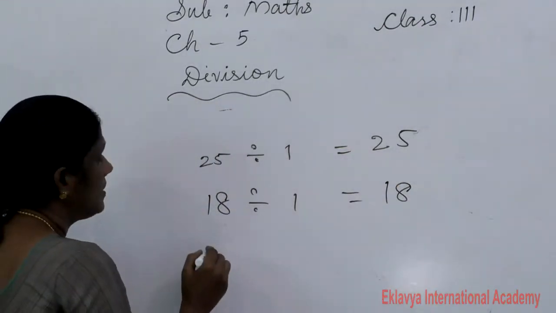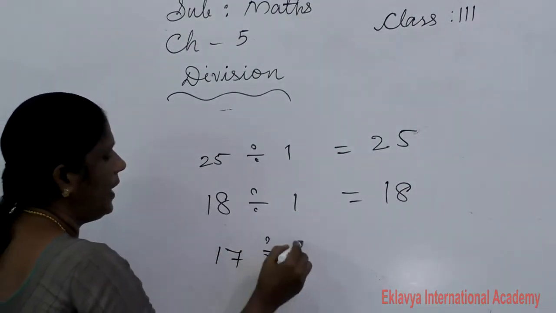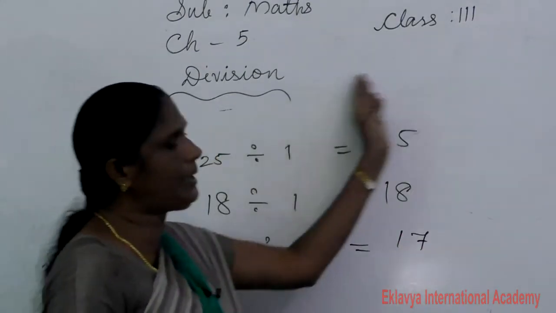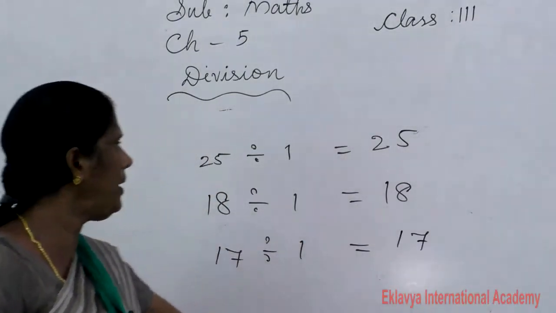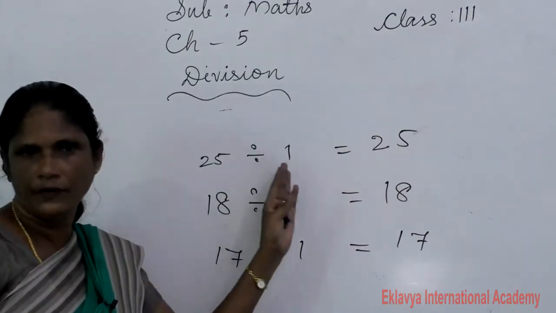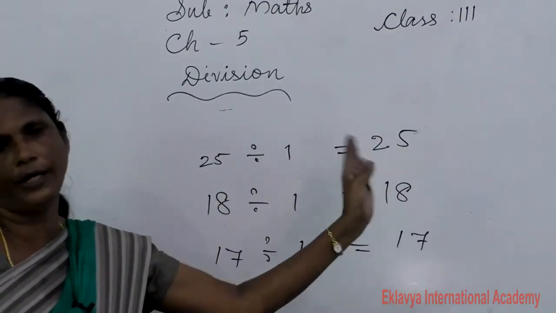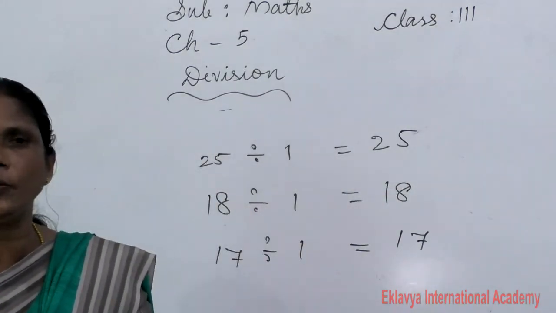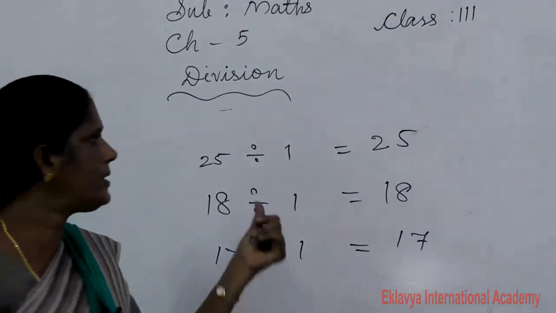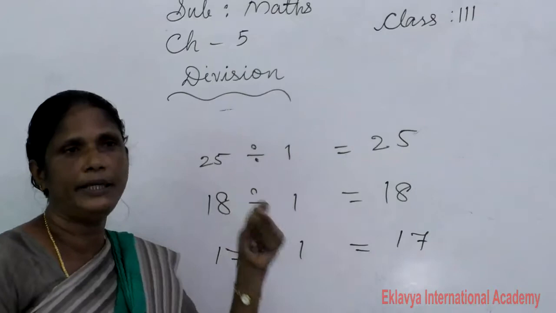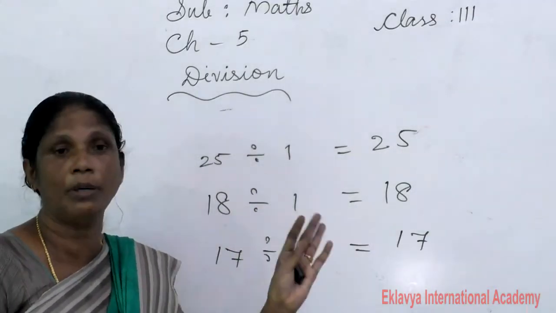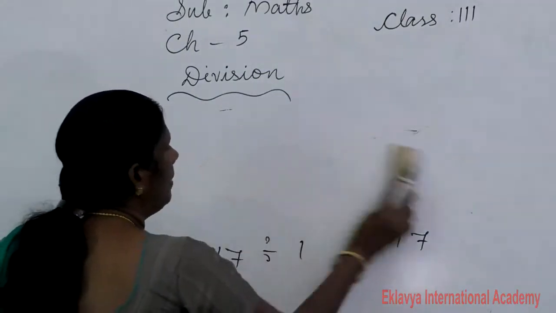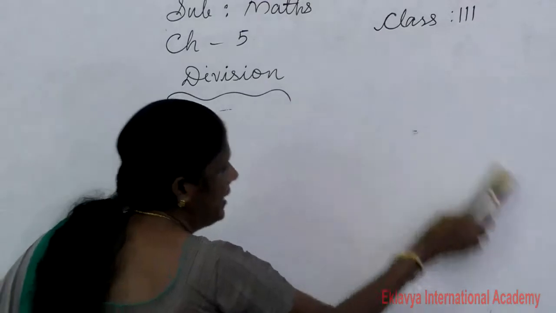Then 17 divided by 1. What is our answer? 17. Which property is this? Property of division by 1. Any number we divide by 1, the answer is the number itself. Itself means number khud. Then the second property is a number divided by itself.